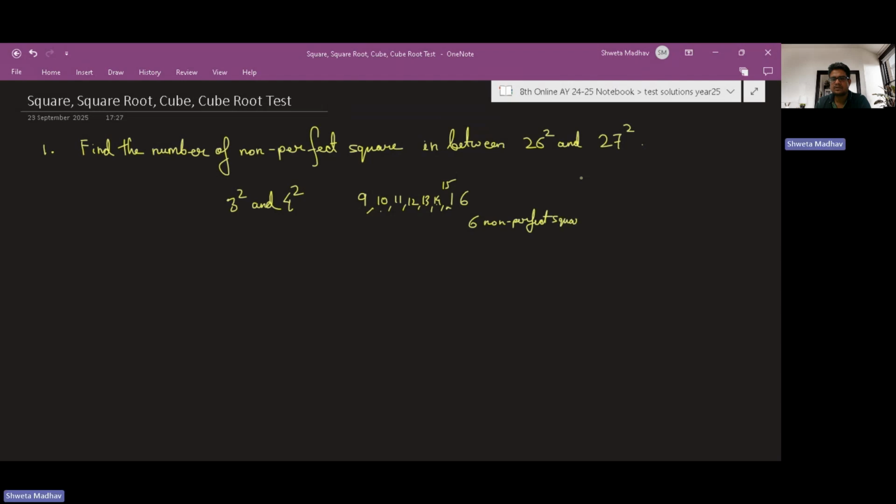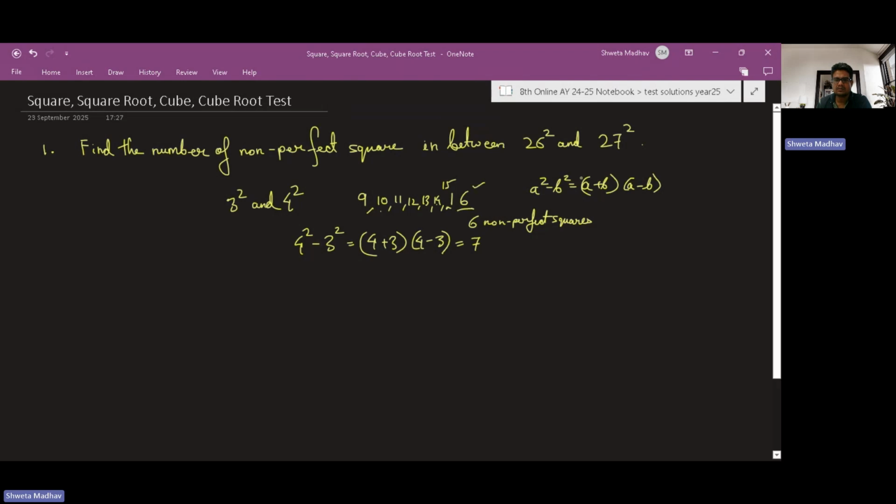So when we subtract 3 square from 4 square, we get 7. a square minus b square, as we know, is a plus b into a minus b. So this will be 4 plus 3 into 4 minus 3, so that will be 7. When we do 4 square minus 3 square, we are including the last term, that is the 16th one, so we need to subtract 1 from it. So that will give us 6.